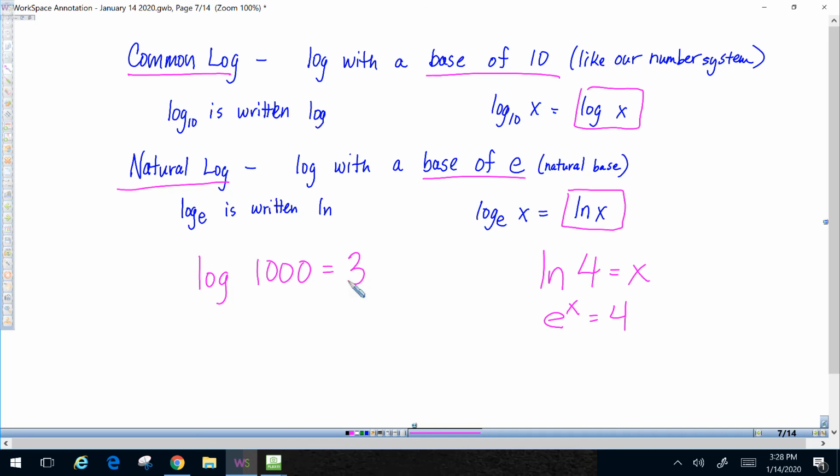So if we had this one, it's our common log, there's no base written there. Log of 1,000 equals 3. What is my base? 10. So if we switch forms, it would become 10 to the third equals 1,000. Okay, so we get that?